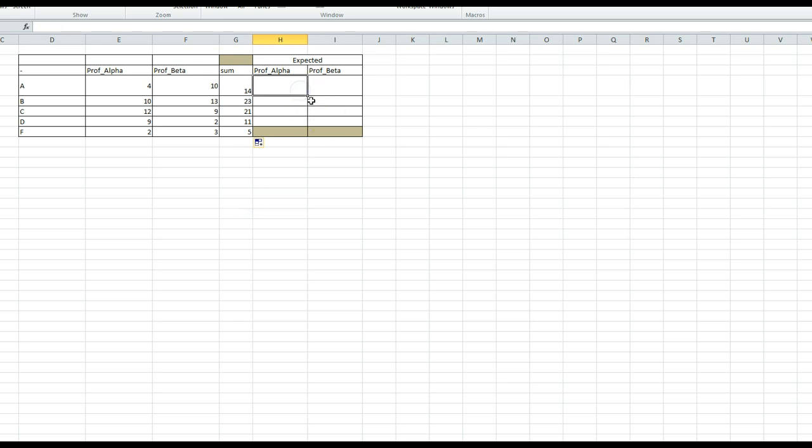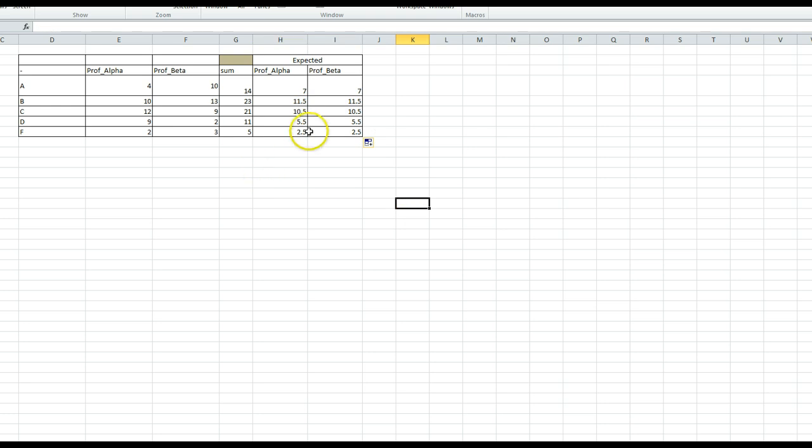Now in these two columns I'm going to have the expected counts if the two were equal. If the two were equal and we had 14 students getting A's, then this professor would have half of that amount, and this professor would have the other half of that amount. Alright, and we can do the same. So I highlight these two cells, get the handle, and copy it down.